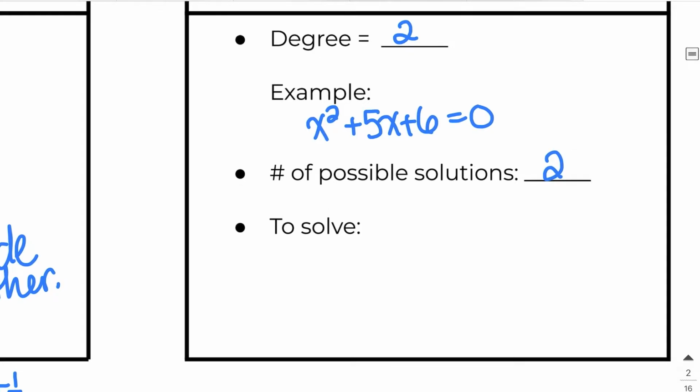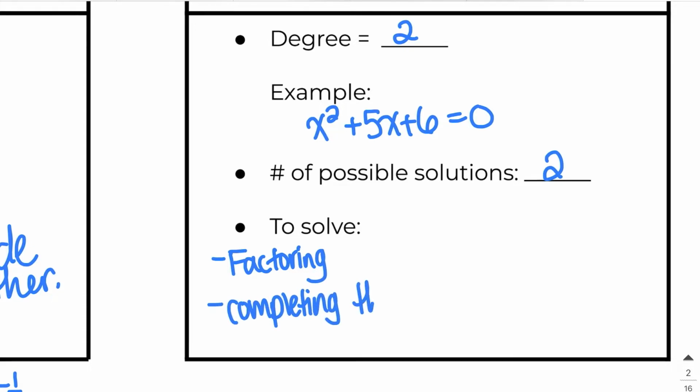To solve this, we have different ways of solving. We could either solve by factoring, which is what we're going to learn about today, or we could do something called completing the square, which we'll learn about later on this unit, or we could use a formula called the quadratic formula.